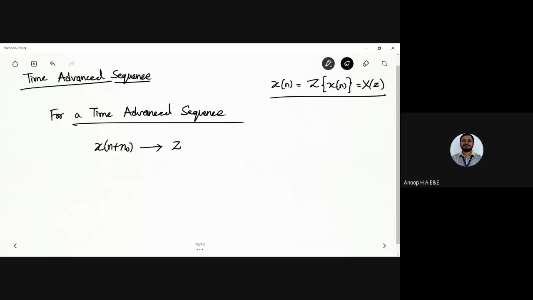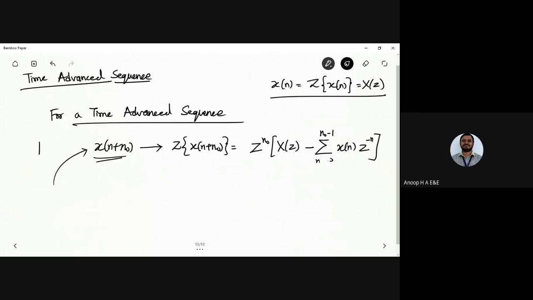So if I want to take the z transform of x of n plus n naught, what would happen? That would be z power n naught x of z minus sigma n is equal to 0 to n naught minus 1 x of n z power minus n. This is how the sequence would look, and this is a given advanced sequence. So x of n plus n naught is an advanced sequence.